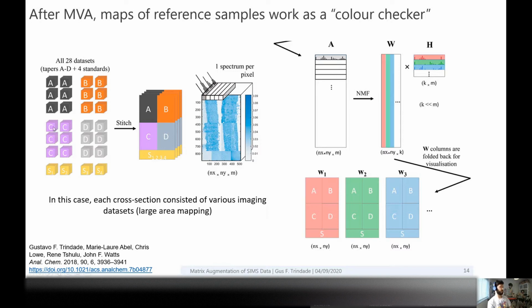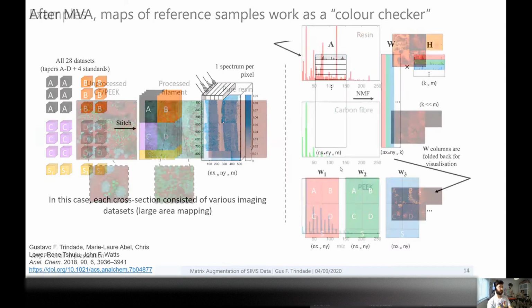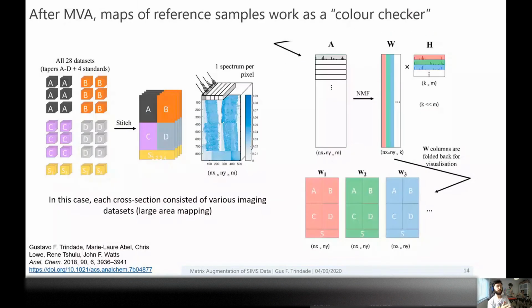So we stitch everything together, unfold it, find the factors, the loadings and scores and etc., and then fold it back to see the distributions. And because you know where each sample was in the stitching process, you can see where things are distributed. So this is one of the examples that we just showed, I think 3 others, and then try to do a practical demonstration.